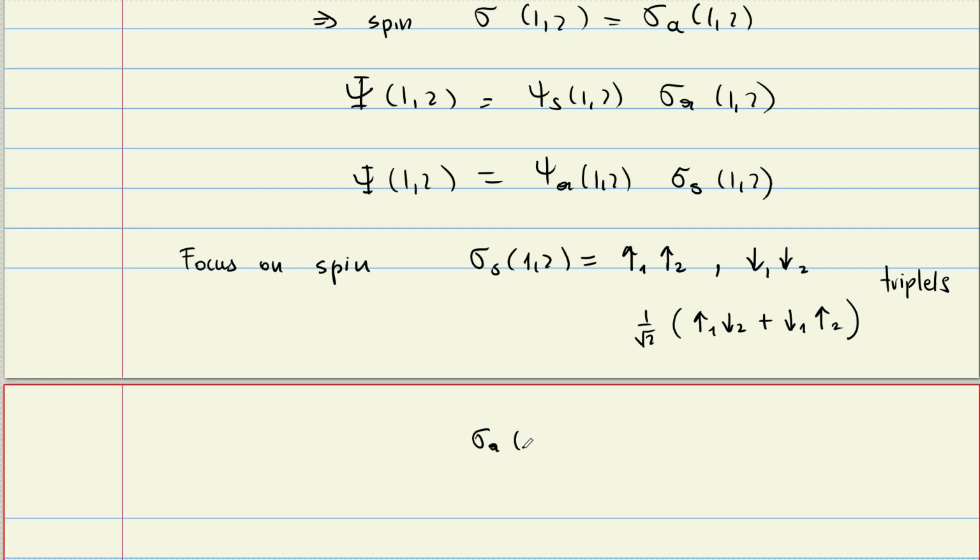For the anti-symmetric part, there's only one, and it is 1 over root 2: one can be up and the second one down, minus one down and the second one up. And now if I exchange, wherever you see 1, write 2, wherever you see 2, write 1, you are going to see this function goes to minus of itself. And this is what we call singlet.